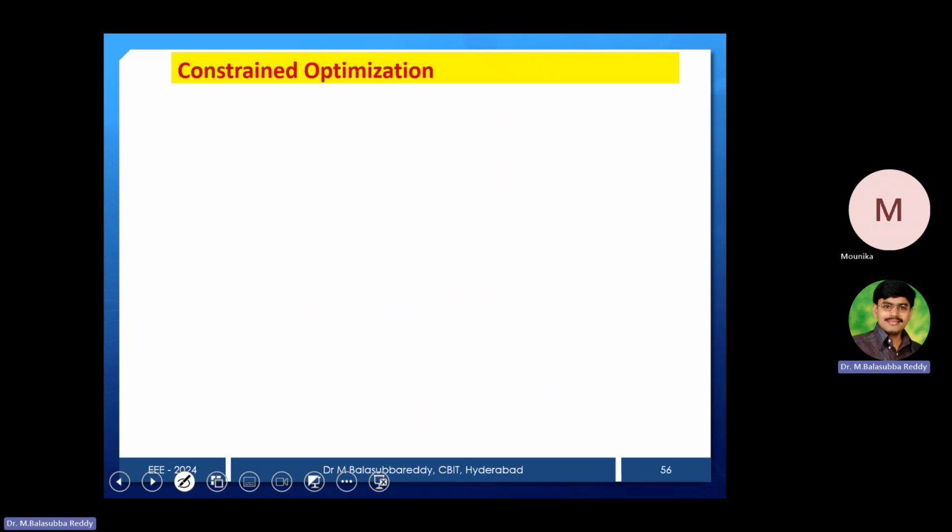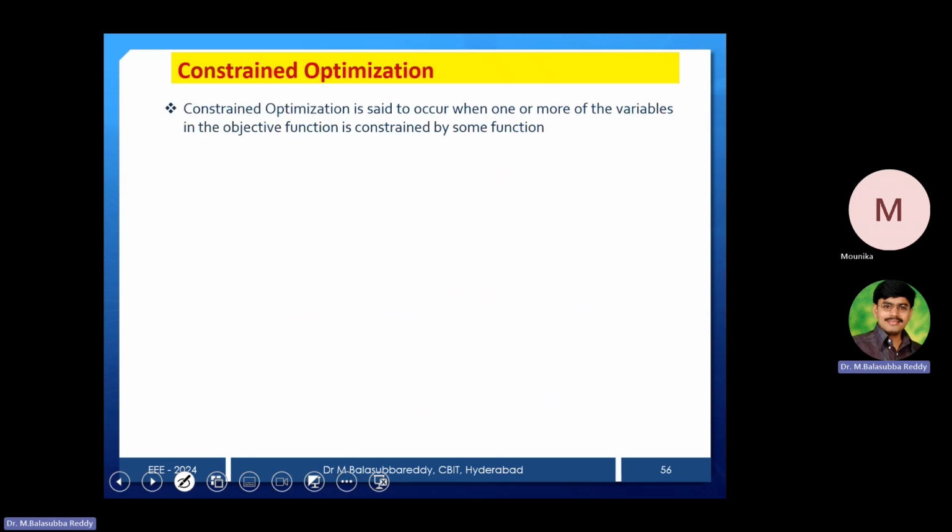For example, in a power system problem, the cost function is one equation. In that, for generator 1, generator 2, and so on, we sum the generation costs to get the total cost. But generator 1 has generation limits, and generator 2 has different limits. We need to satisfy those limits to get the final objective function minimization. In that aspect, constraints need to be considered.